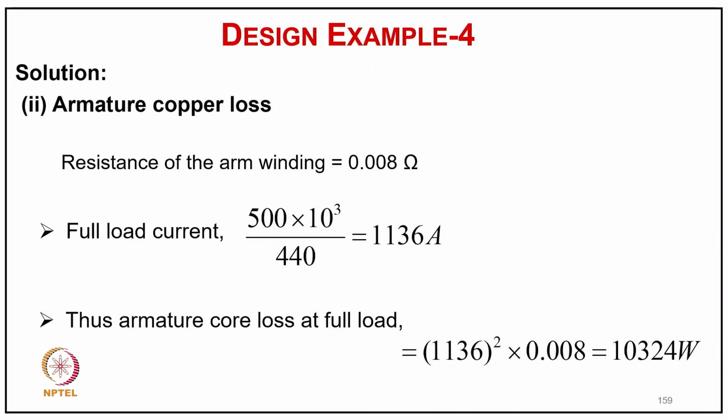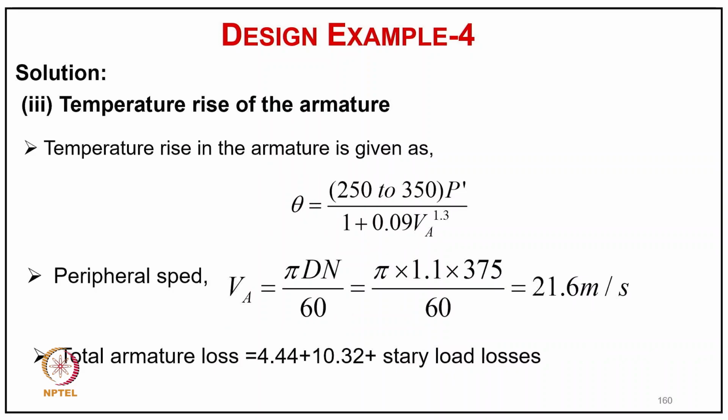The armature copper loss. The resistance of the armature winding is 0.008 ohm, and full load current is power divided by voltage, it comes to 1136 ampere. Thus the armature copper loss, I square R_A, comes to 10,324 watt.